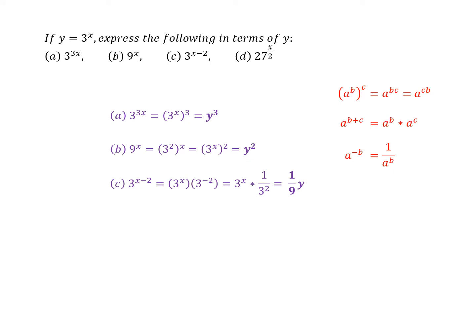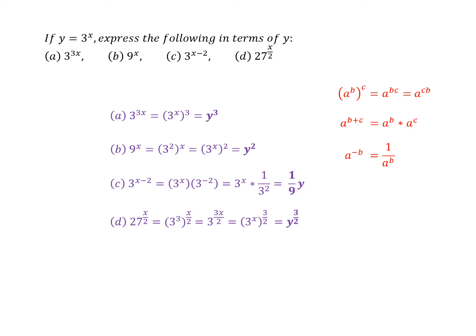With part C, 3 to the x minus 2, using this law, tells me that that's the same as 3 to the x times 3 to the minus 2, and then applying this one on the 3 to the minus 2, that gives me 1 over 3 squared. When I tidy that up, 3 to the x is y, 1 over 3 squared is 1 over 9, so the answer is 1 over 9y.